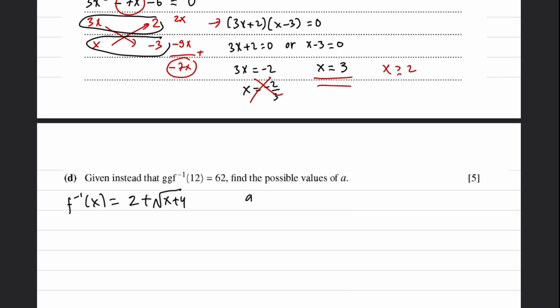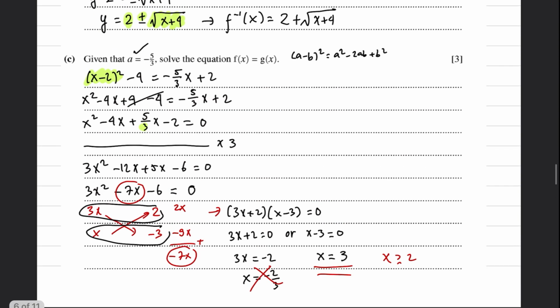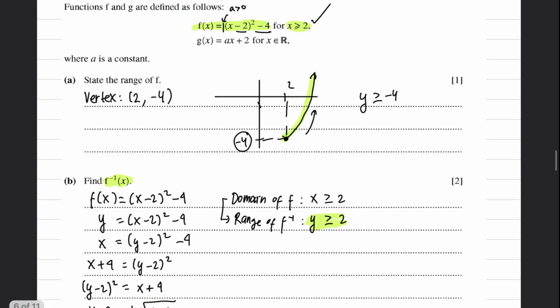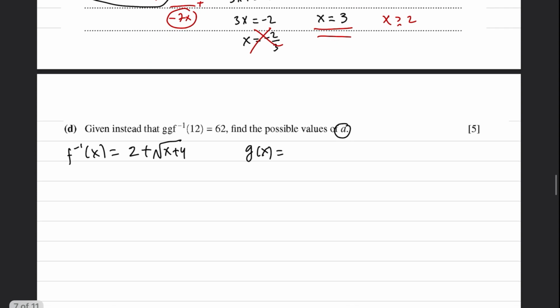And we have the g(x). It's in the equation. We cannot use minus 5 over 3 anymore because we want to find the a now. So g(x) = ax + 2. Okay, so if you have this g(g(f inverse(12))), remember guys, you have to do it backwards. So you do from right to the left.